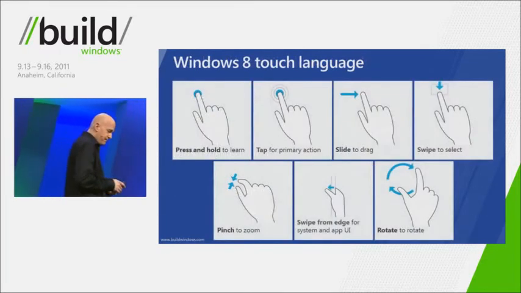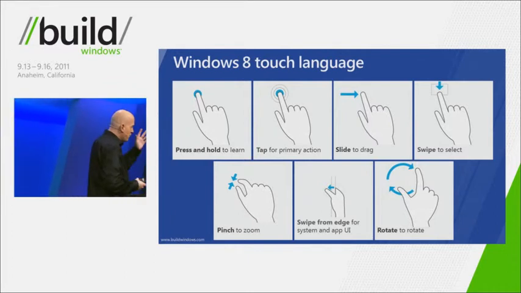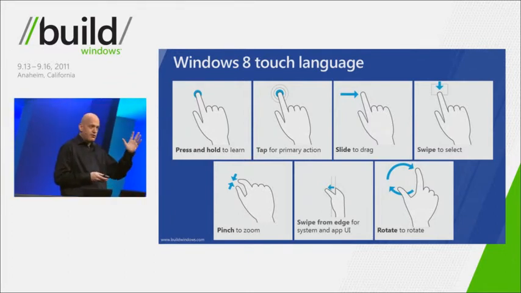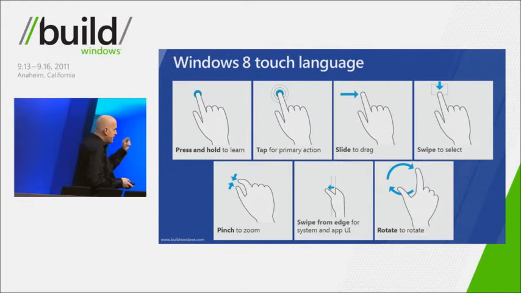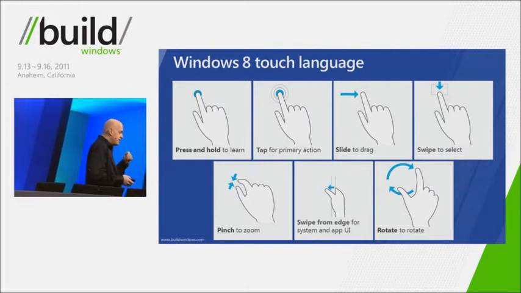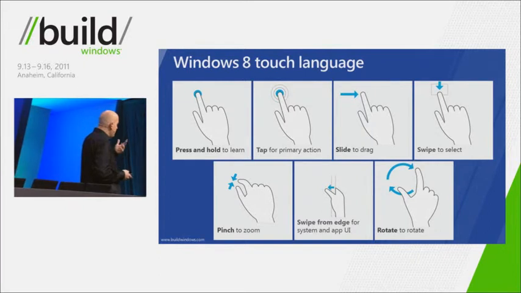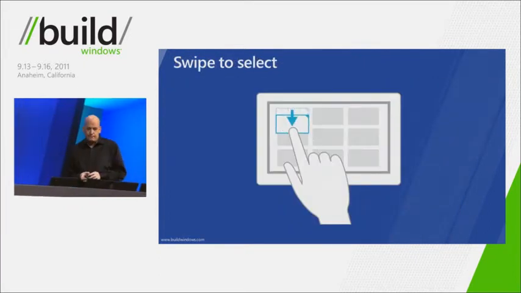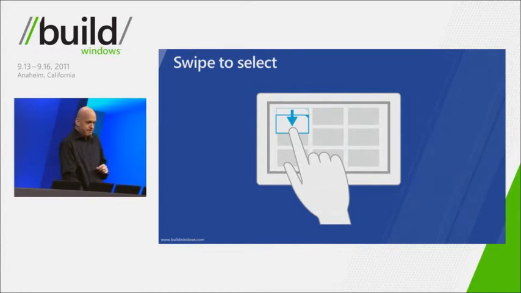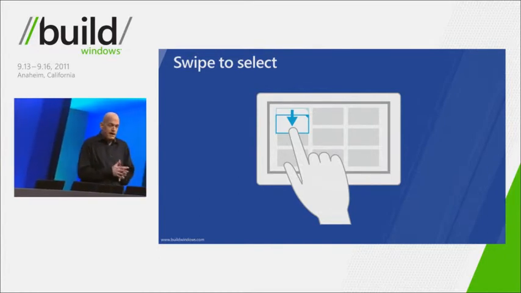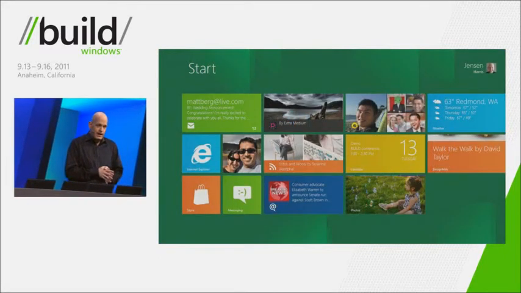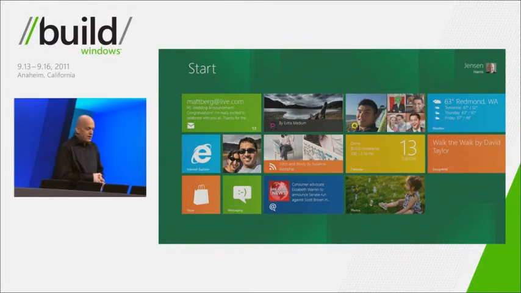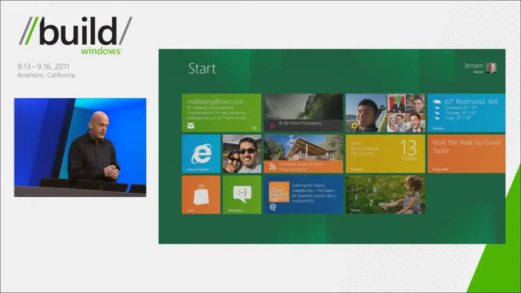The first one, and here's the touch language. I put this mostly in for your reference. I'm not going to go through these all now. But these are the 7 gestures, many of them you already understand, and then a few new ones that I want to call attention to. The first one is swipe to select. So if I come back to my demo machine, I am here on the start screen again. And you've seen me do this a couple times, but I want to show it in a little more detail.